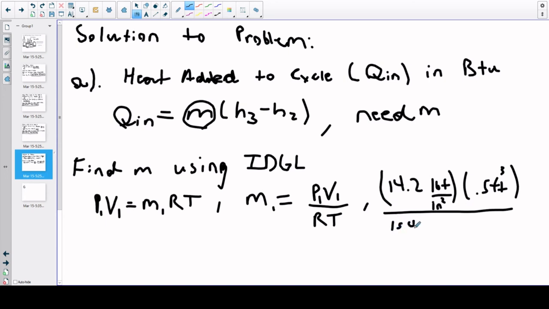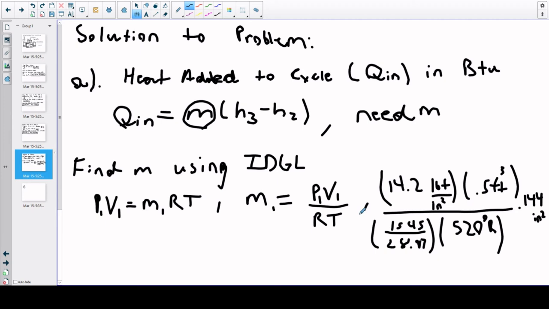Remember, since we're doing this on a mass basis, you have to change the ideal gas constant to an R, not an R bar. So 1545 divided by 28.97 times temperature, which is 520 Rankine. And I think there's also a conversion here. You need to get this into just pounds, so we have to cancel the feet cubed. So it's multiplied by 144 on the top, and I think, yeah, just inches squared.